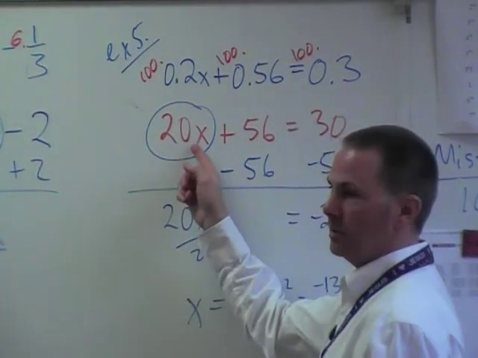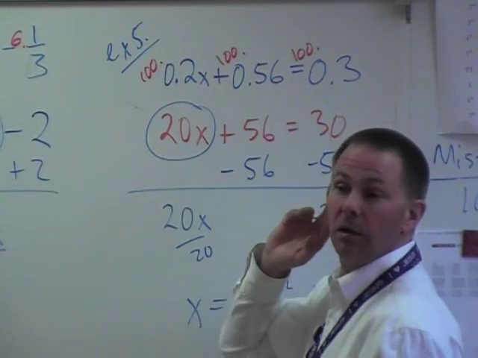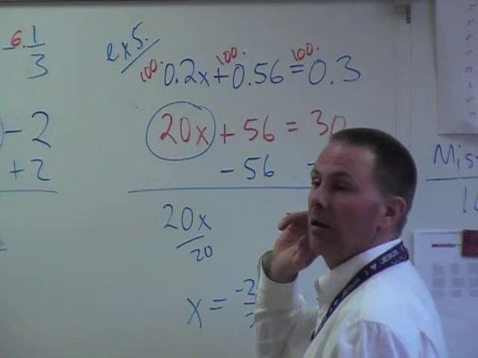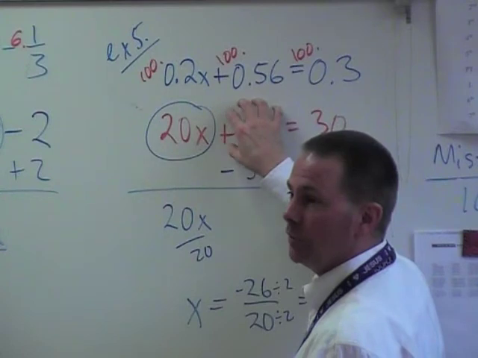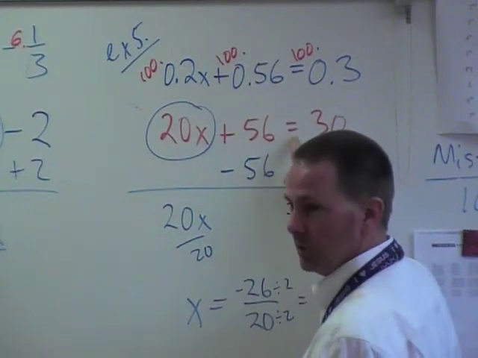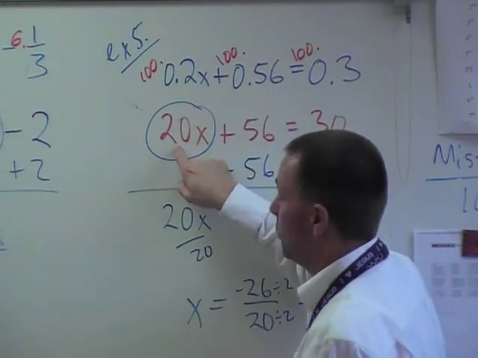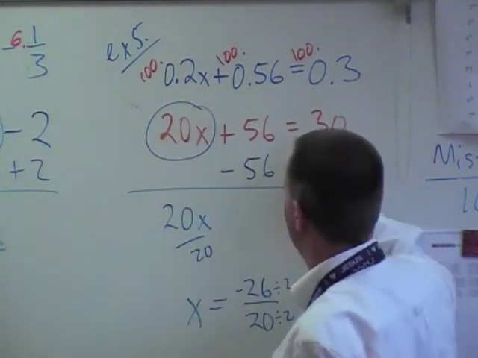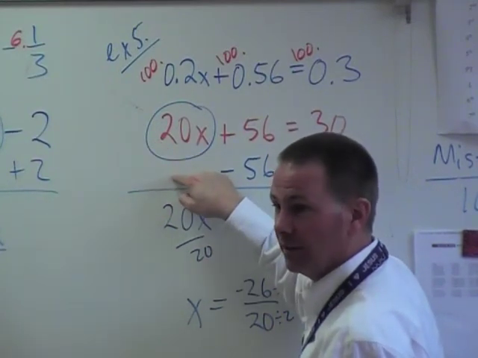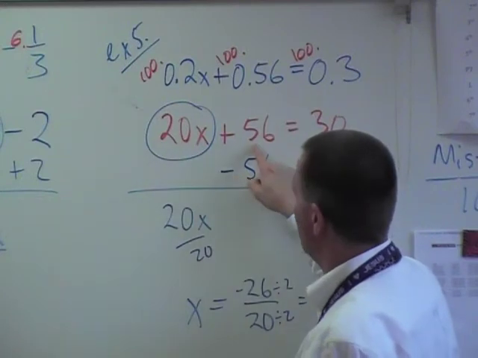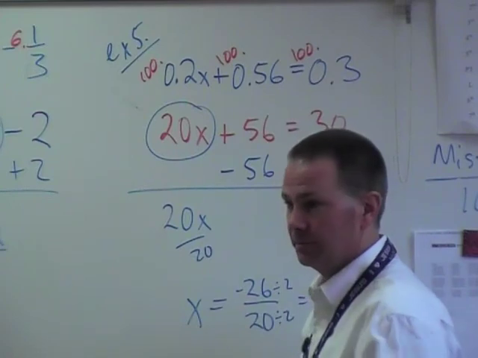I want to get x by itself, so I'm going to get rid of this term. I'm moving this term. To move terms across an equal sign, this is what we learned in chapter 2. To move a term, if I move the 20x, let's say I want to move the 20x to the right side of the equal sign. That's a positive 20x. To move it, I got to subtract it. But I don't want to move it. I want to move the 56, the positive 56. So to move it, I subtract it. Okay?